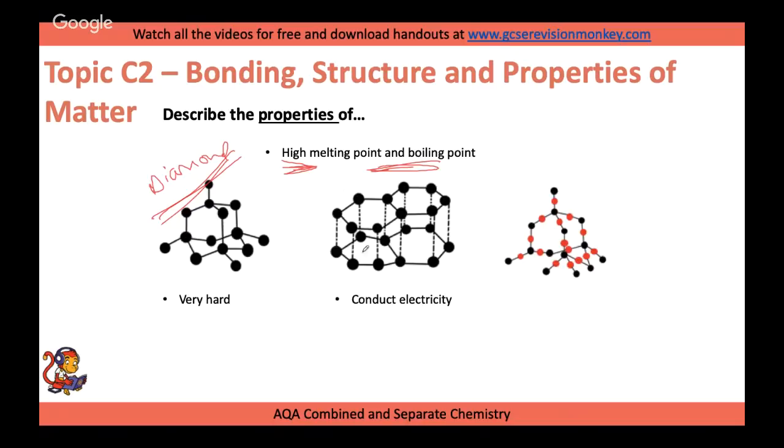And graphite, the extra thing you need to know about it is it conducts electricity. So when you talk about properties, think about whether it conducts electricity or not. Think about whether its boiling points are high or low.